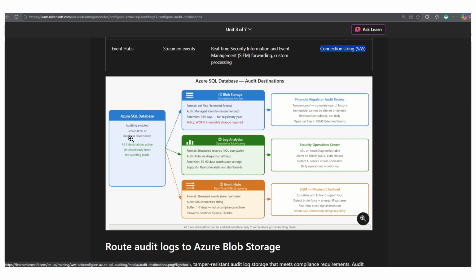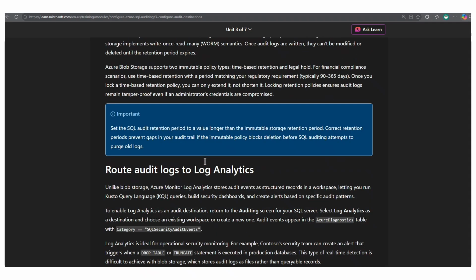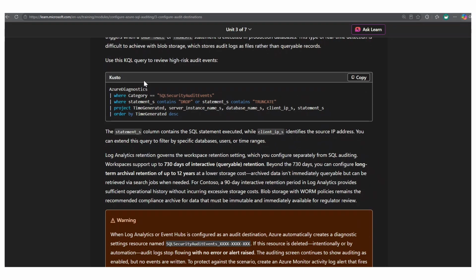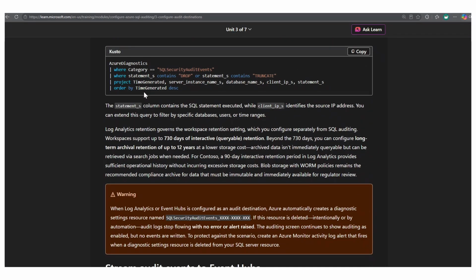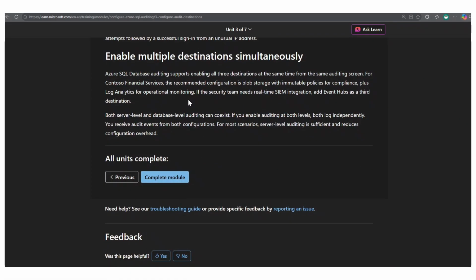But we're talking about the databases, the blob storage, Log Analytics, Event Hub, and this is a very nice picture to understand that. There's a lot more information on how to configure this using the Kusto Query Language, KQL, and all that. We've been through that already as well.